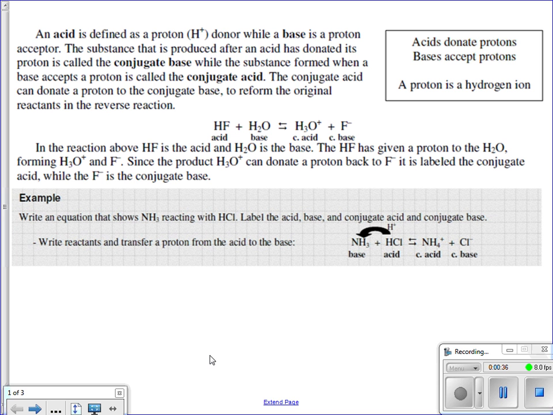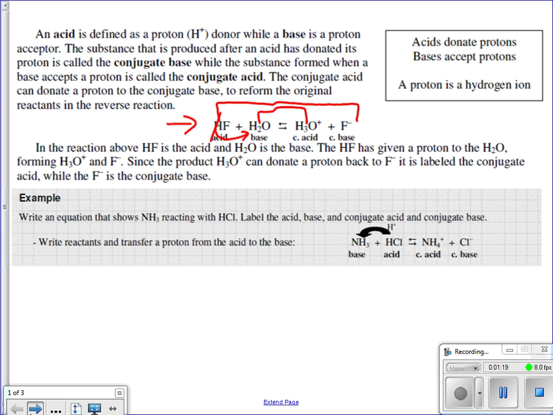Right, so now we have something called conjugates. A conjugate base is a substance that is produced after an acid has donated its proton. So in our example here, HF is our acid. If our acid's going to donate its proton, what's left over? That would be fluorine, so fluorine is considered our conjugate base. In this example, water is a base. So what happens to water? It actually gains this hydrogen from HF. If it gains a hydrogen, it is now a conjugate acid. So keep these definitions in mind as I go through the next few examples.